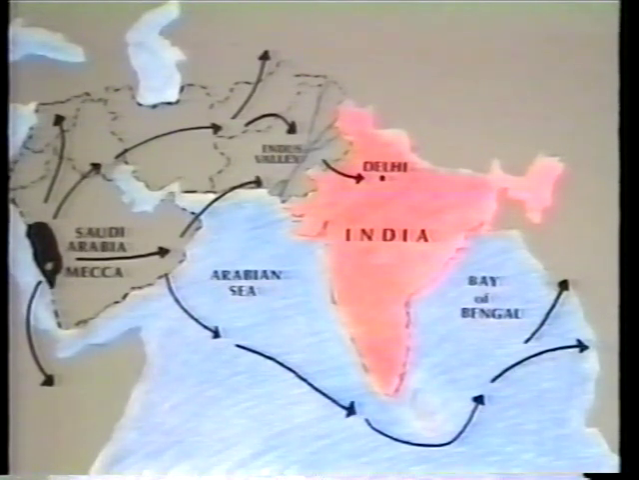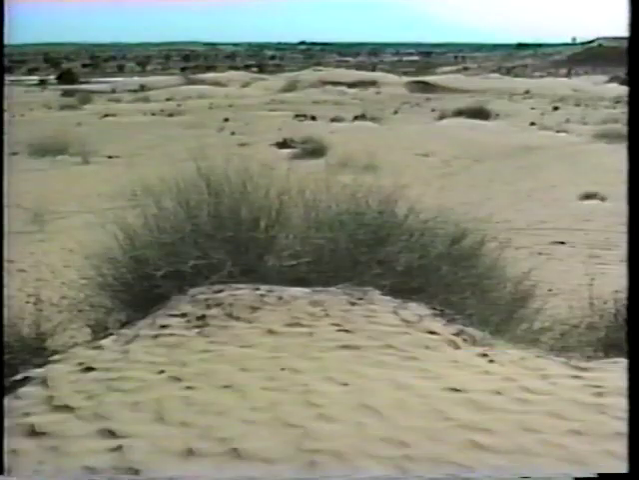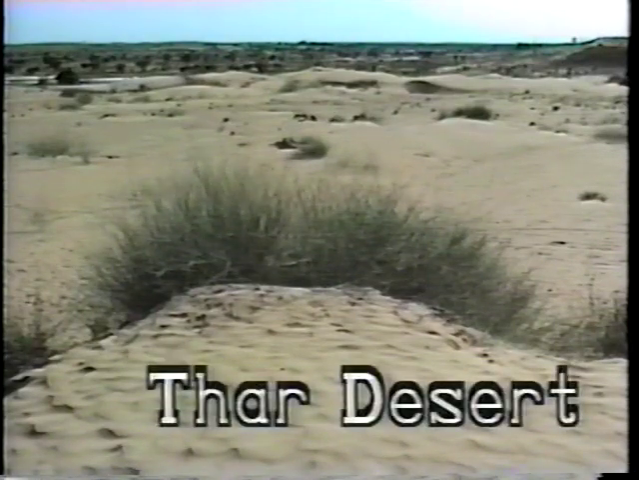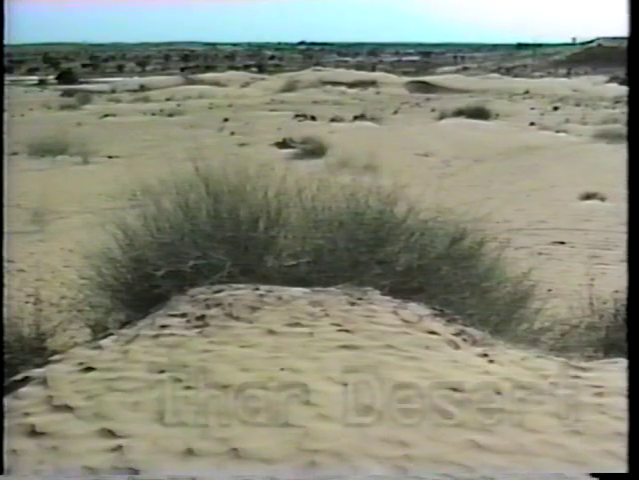By the early 8th century, these Arab Muslims had won control of the lower Indus Valley in what is now Pakistan. Further Muslim penetration of the subcontinent was blocked by the Thar Desert, a bleak region defended by the Hindu Rajputs of western India.